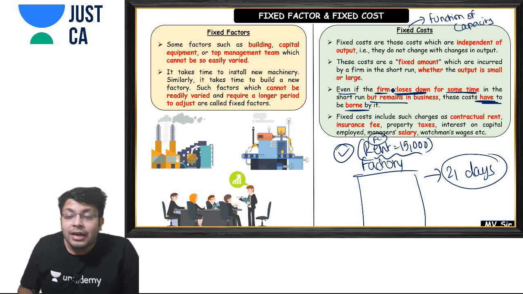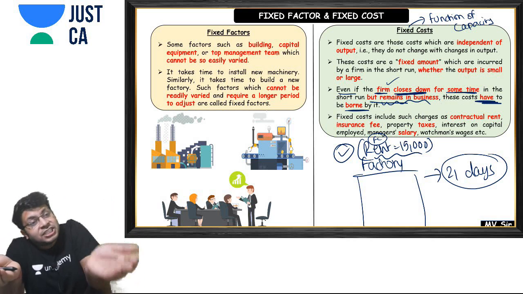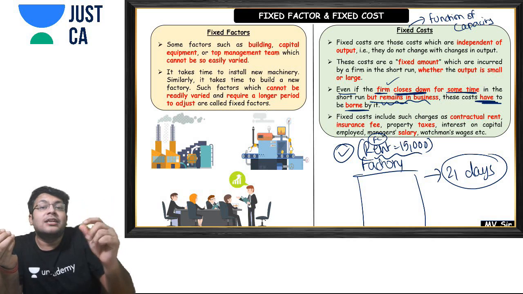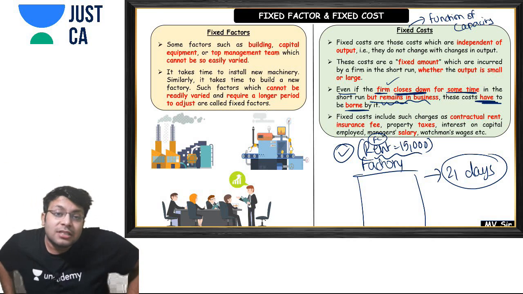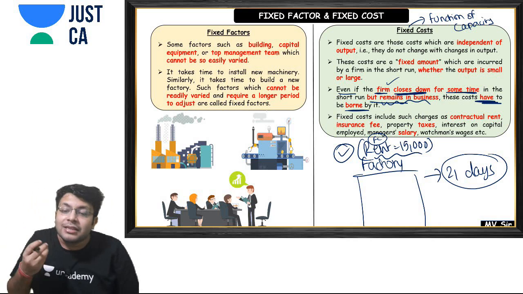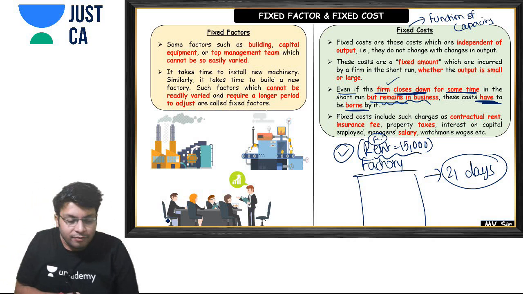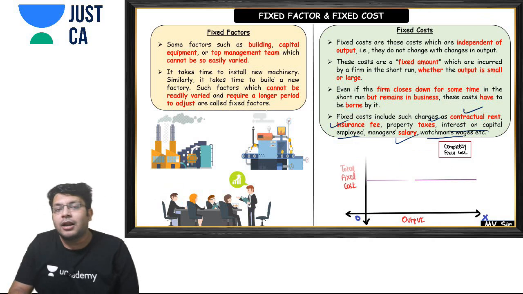So what do we mean here? If you shut down your firm but remain in business, you are not closing down your business, you are just shutting it down for some time. There's a difference between shutting down and closing your business. If you are shutting down for some time and remaining in the business, you will still have to incur your fixed cost. The examples are contractual rent, insurance fees, property taxes, manager's salary, interest on capital employed, and watchman's wages. All those things would come under fixed cost.